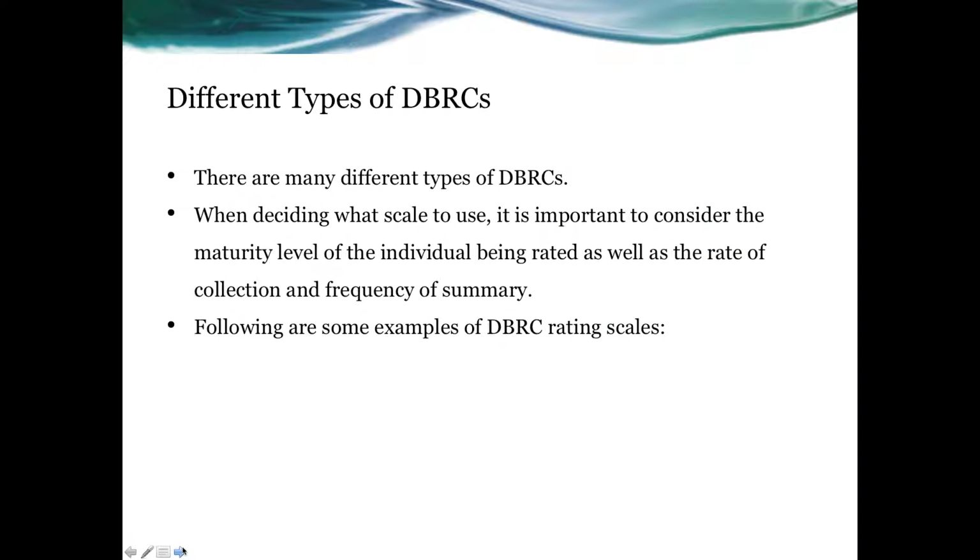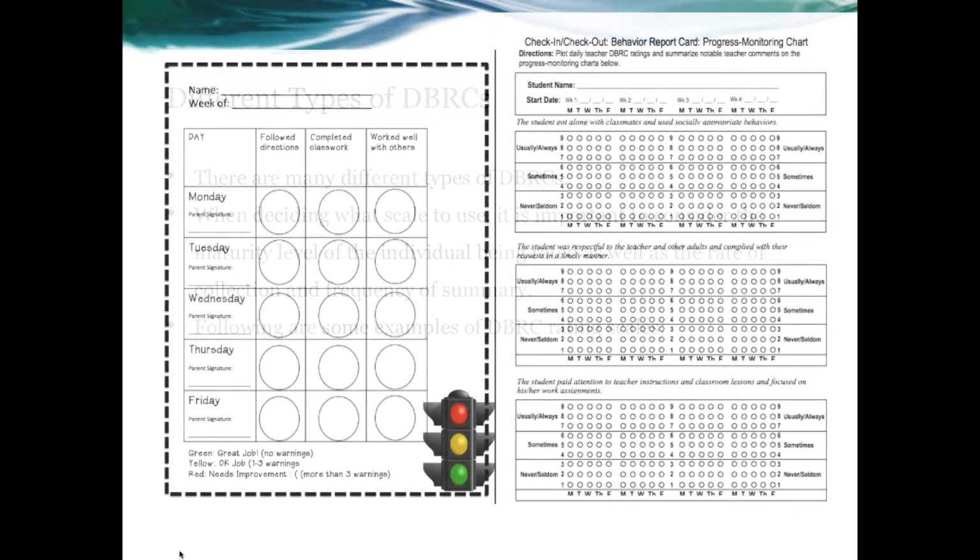There are many different types of DBRCs, and when deciding what scale to use, it is important to consider the maturity level of the individual being rated, as well as the rate of collection and frequency of summary. Some examples of DBRC rating scales are as follows.